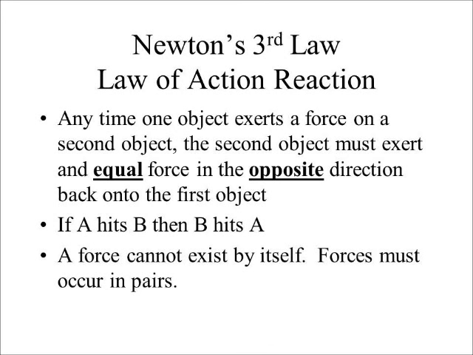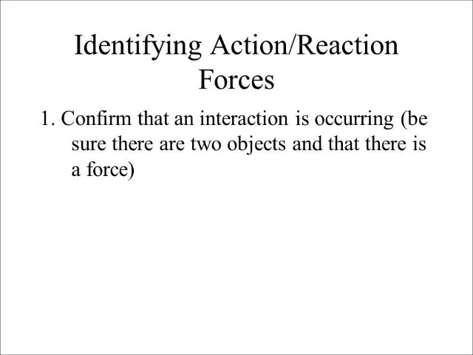So when we're identifying action-reaction forces conceptually, it seems pretty straightforward, but oftentimes we make mistakes because we don't follow through with step one that says, first of all, you have to confirm that there's an interaction happening between two objects. Remember, there has to be two objects for any force. So if there aren't two objects, you don't have a force. So you first have to confirm there's at least a force between two objects.